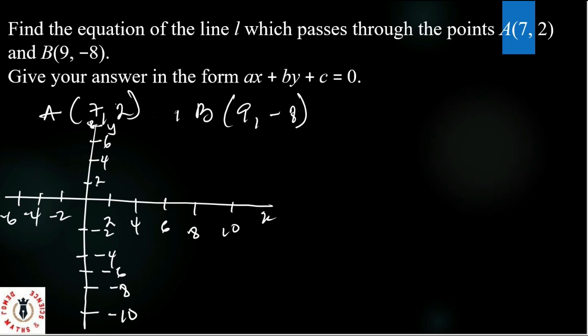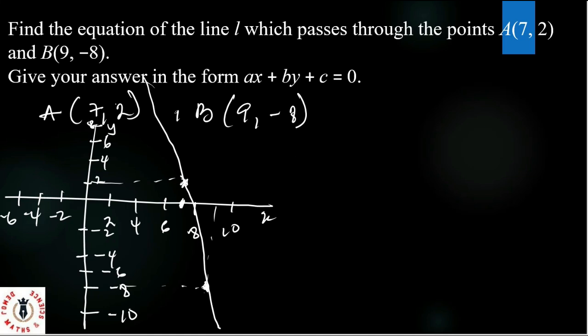Now let's pick the first point. The first point is at x 7 and y 2. Here is positive 7 on the x-axis, and the y-axis is positive 2. For my B, it is at positive 9 and minus 8. So my straight line should begin to look like this.